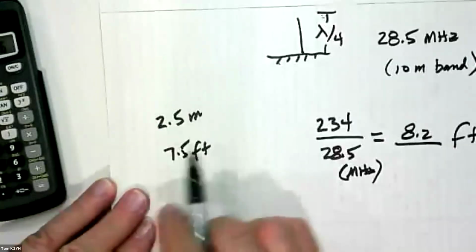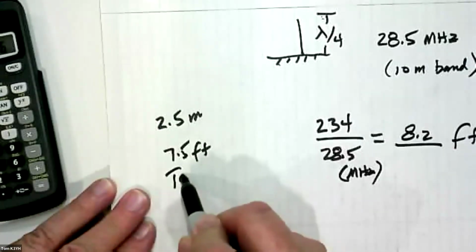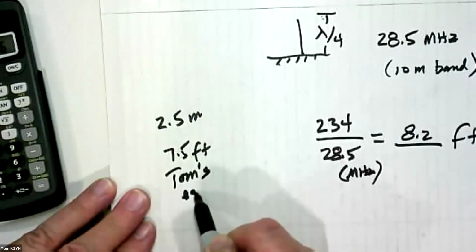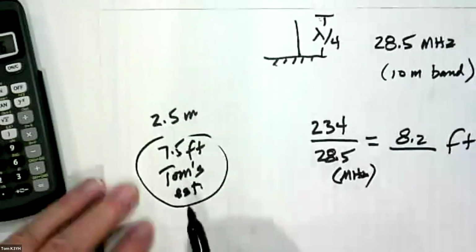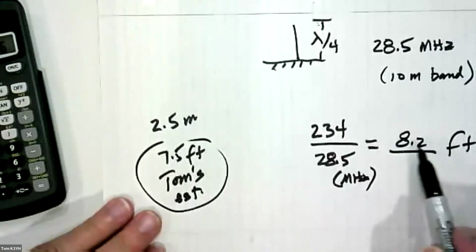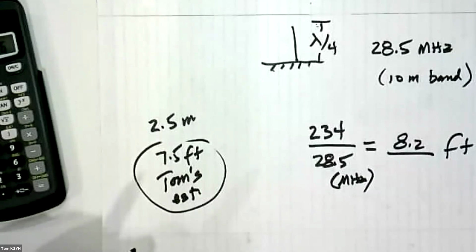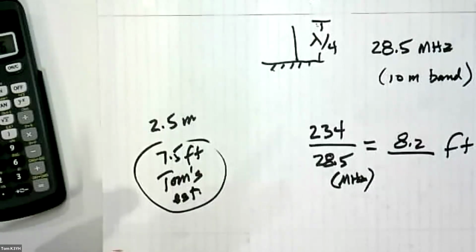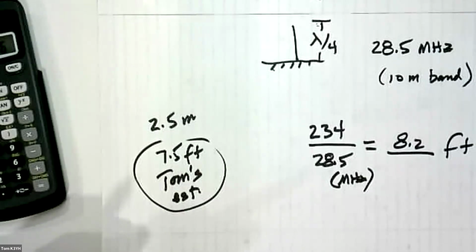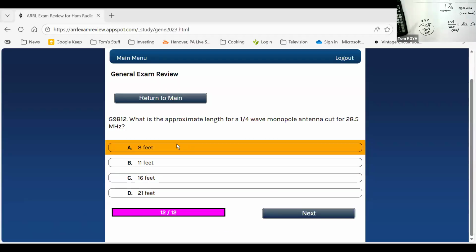And Tom's estimate was 7.5. So it tells me my math is probably okay because I'm close to what I thought it would be. And I'll go back and check the answer. They don't even give it in fractions. They just say it's 8 feet.